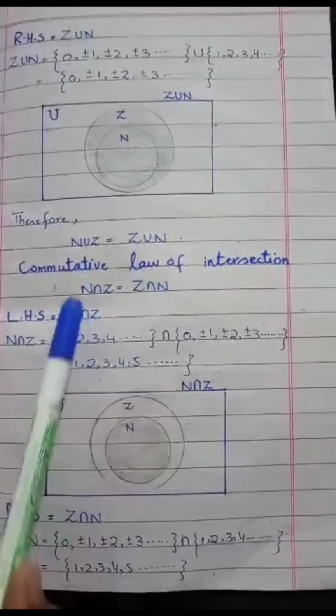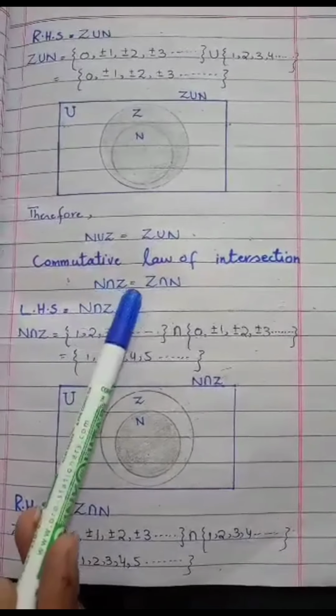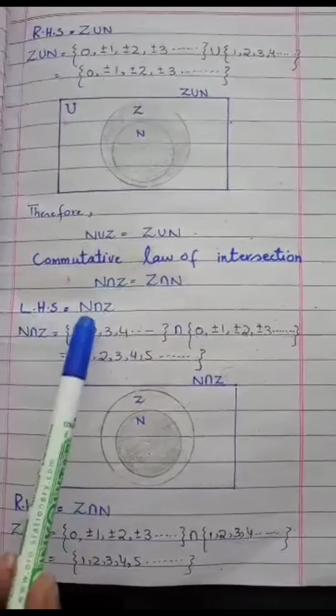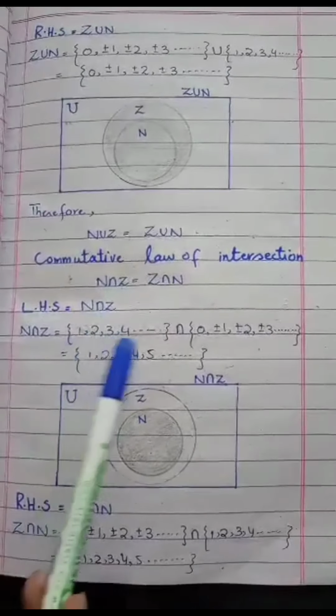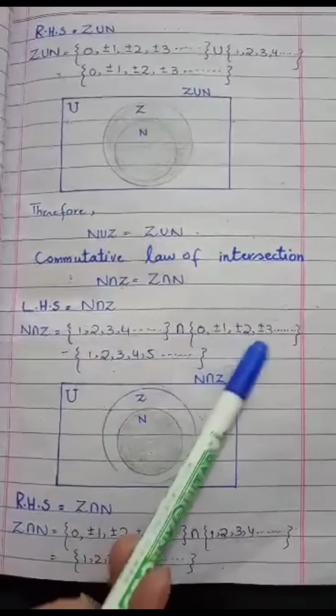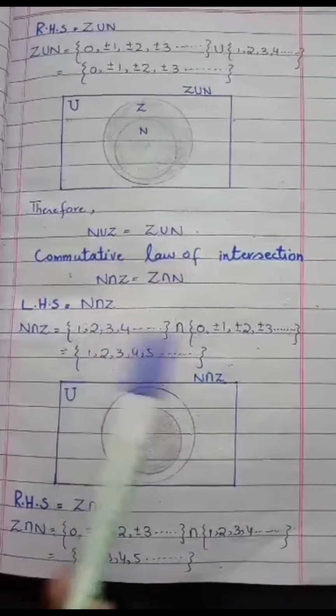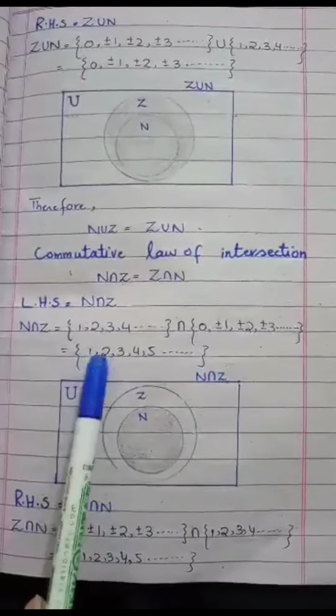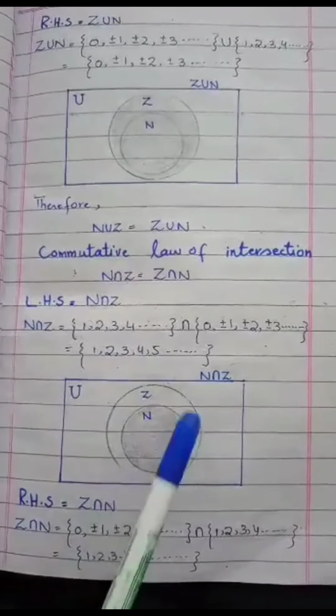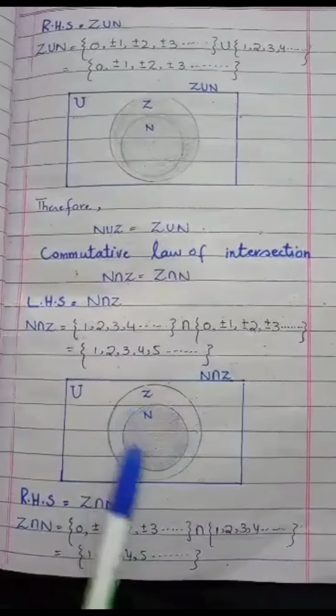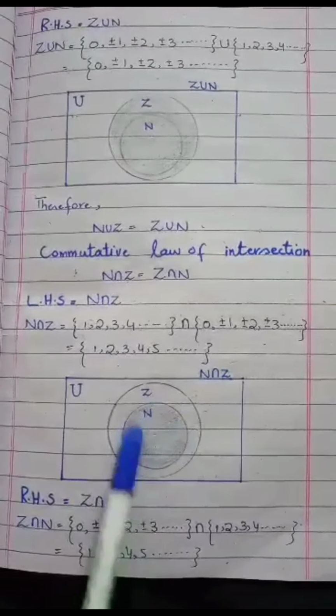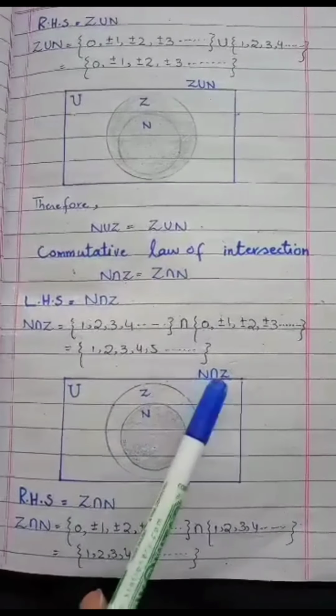Commutative law of intersection: N intersection Z equals Z intersection N. Left hand side N intersection Z. N is a set of natural numbers and Z is a set of integers. And the intersection of both sets is 1, 2, 3, 4, 5 and so on. Through Venn diagram only N part is shaded which shows the intersection of both sets.